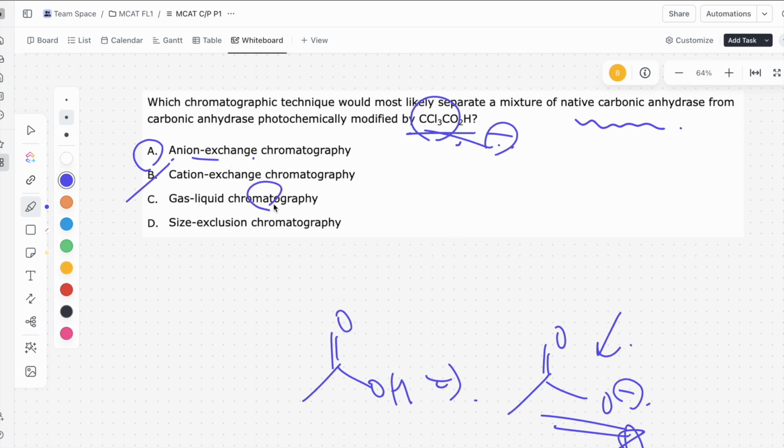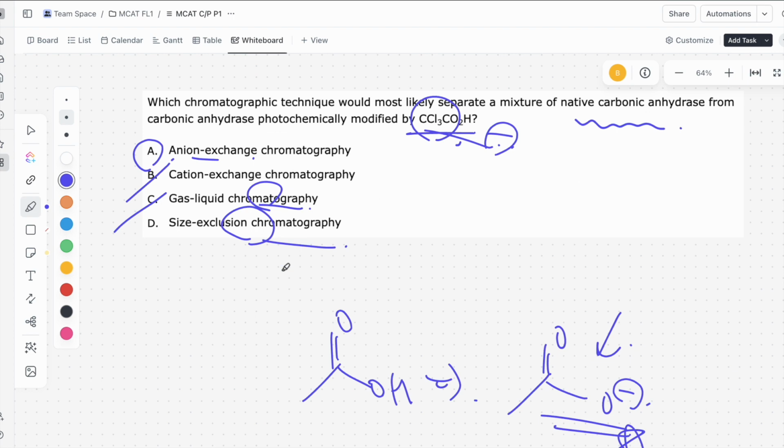Gas liquid chromatography, unfortunately, is dependent on vapor or basically boiling points. The issue here is before you reach the vapor point, you're just going to completely denature the proteins that you're interested in. So that's not a really good idea here. And finally, size exclusion chromatography.